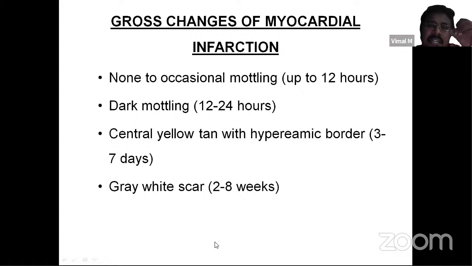In the gross changes in the infarcted heart, within the first 12 hours, it will not show any changes, or occasional mottling will be there. But in the next 12 to 24 hours, you will get a dark, hemorrhagic mottling. Later, in 3 to 7 days, you will get a central yellow-tan appearance with hyperemic borders. And scar tissue is formed at 2 to 8 weeks. That is the gross changes.